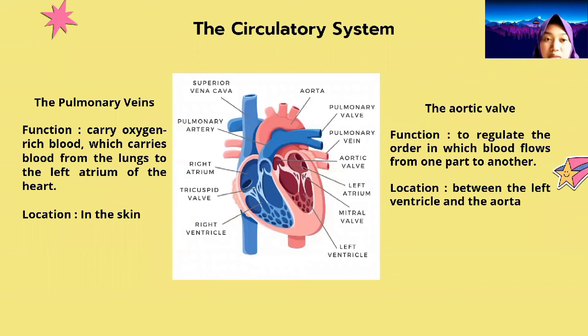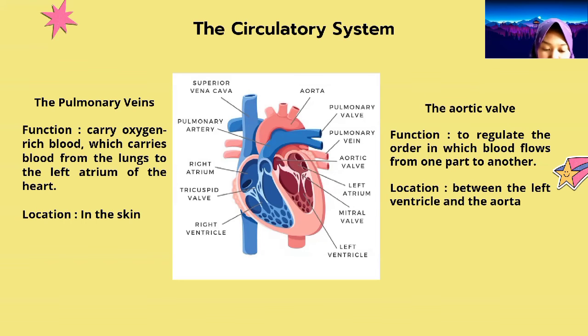The pulmonary veins. The pulmonary veins are the veins that transfer oxygenated blood from the lungs to the heart. The largest pulmonary veins are the four main pulmonary veins, two from each lung, that drain into the left atrium of the heart. Function: carry oxygen-rich blood from the lungs to the left atrium of the heart. Location: in the skin.